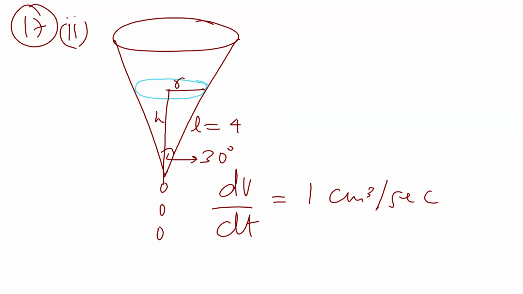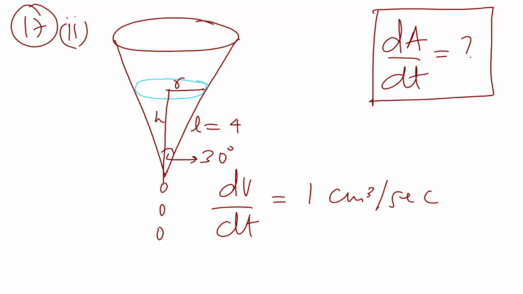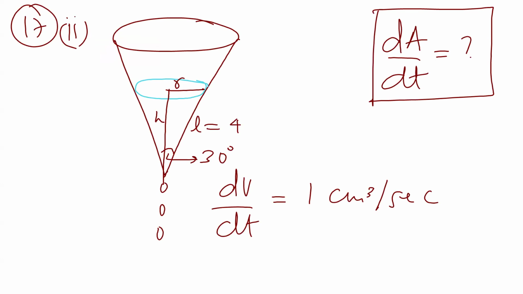So this time we are more concerned about the area of the water surface. So dA by dt we are supposed to calculate in the second part. The first part is exactly similar to the 13th question which we have done. We are solving the second part. Now see guys, what is the area of the water surface? Which shape will it take when you look from the top? It will take the shape of a circle.